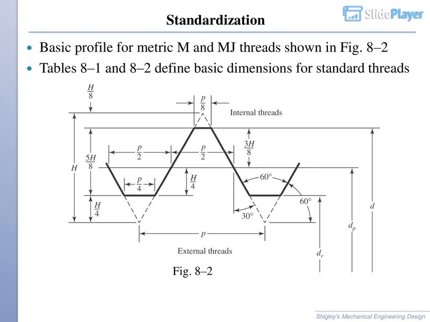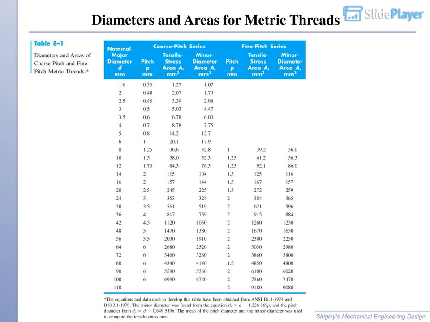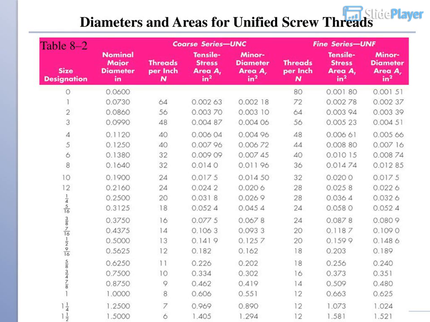Standardization. Basic profile for metric M and MJ threads is shown in Figure 8.2. Tables 8.1 and 8.2 define basic dimensions for standard threads. Diameters and areas for metric threads. Diameters and areas for unified screw threads.